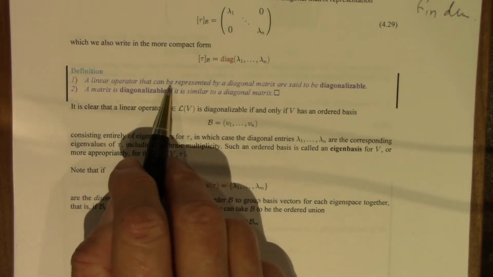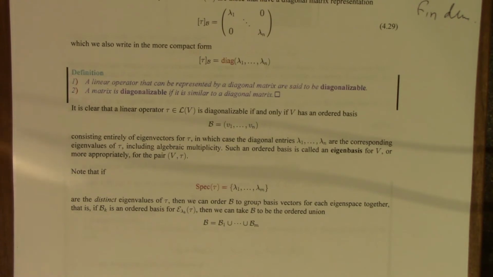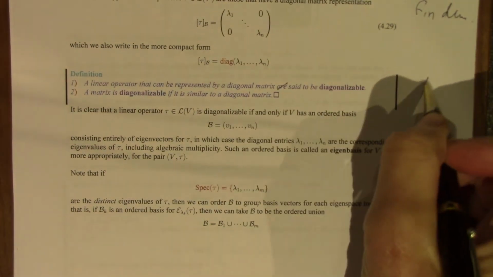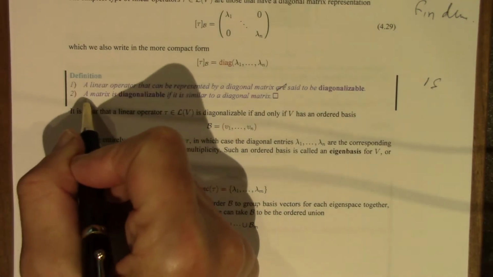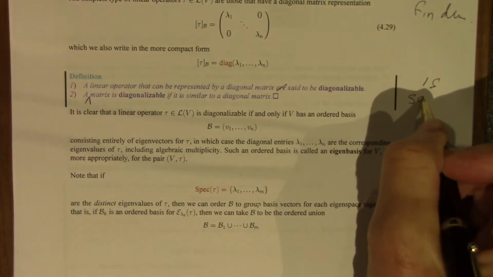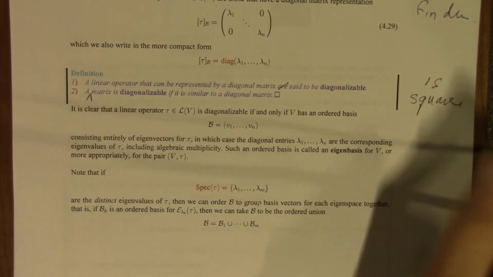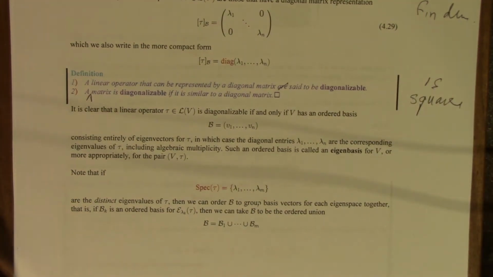A linear operator that can be represented by a diagonal matrix is said to be diagonalizable. A matrix is diagonalizable if it's similar to a diagonal matrix, and that's consistent with the dual personality of a matrix, either as a formal array or as a linear operator. So I should probably say square matrix, but if it is similar to a diagonal matrix, then it is square.